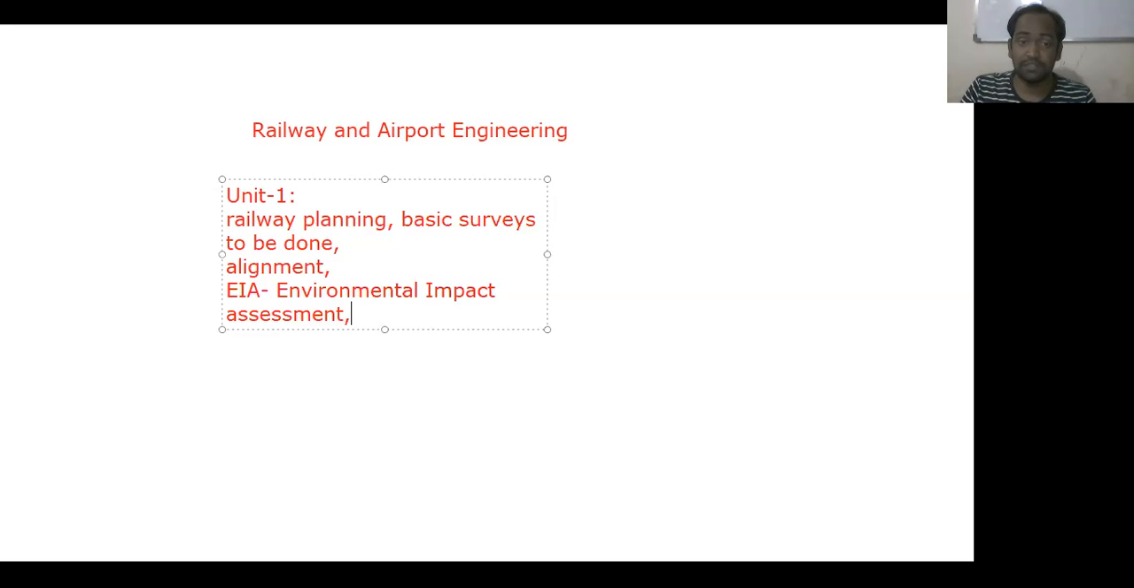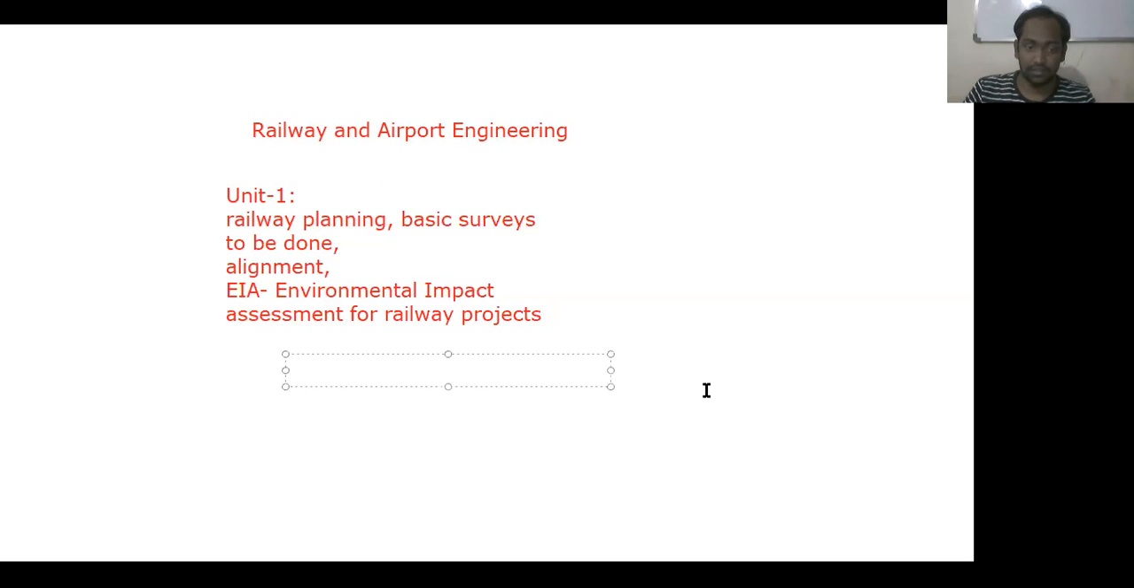Okay, now in this subject, especially, we study environmental impact assessment for railway projects. About all these things, we will study in the first unit. Next, coming to the second unit. In unit 1, we will simply study the introduction to the subject. What is railway engineering? What is railway planning? What are the basic surveys to be done to start a project? And what is railway alignment?